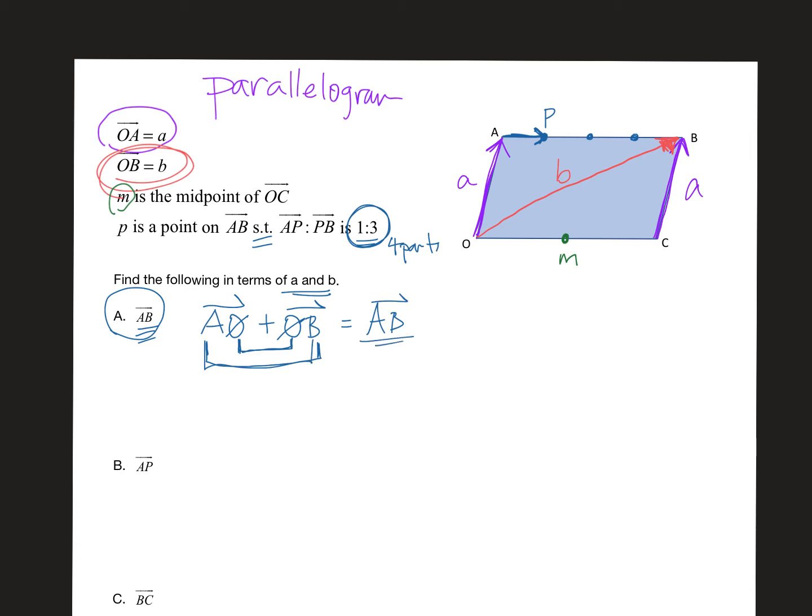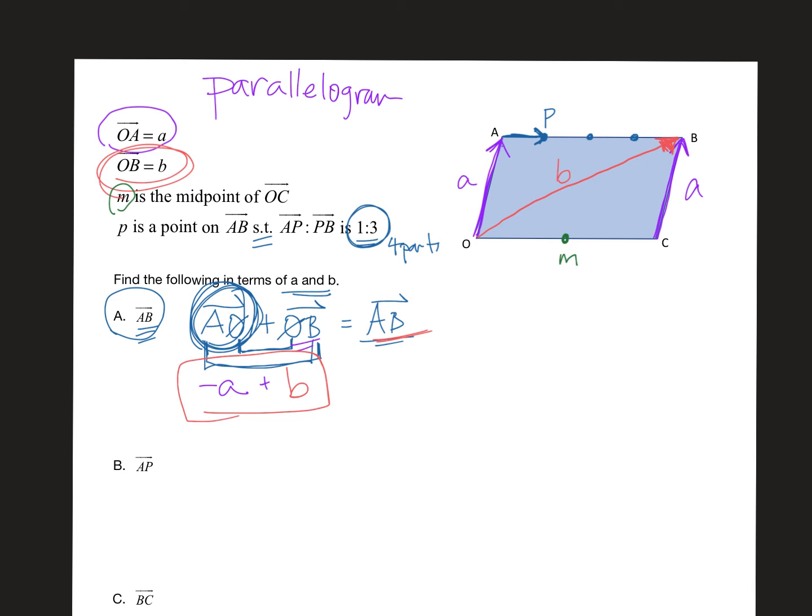Okay, so do I have AO in my picture? Oh, I kind of do. I have OA. OA is positive A, which means that this, based on our picture, is negative A. Right? Keep in mind, direction matters. All right, and then I'm supposed to add to that OB. OB, oh, I have that. It's in red on my picture. It is B. And that's the answer. Negative A plus B is equal to vector AB.